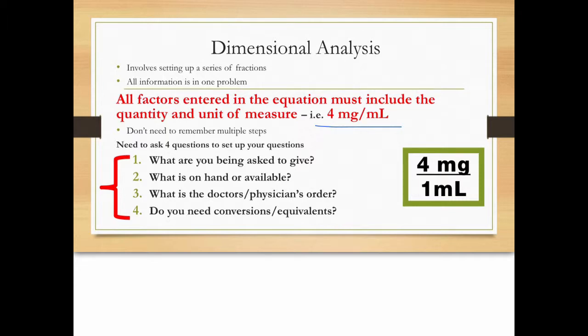And what is the physician's order? What is the patient supposed to receive? Are they supposed to receive 12 milligrams or 50 milligrams? And do you need to perform any conversions? And if so, you'll remember the mnemonic we discussed in class that began with King Henry. Let's move forward.